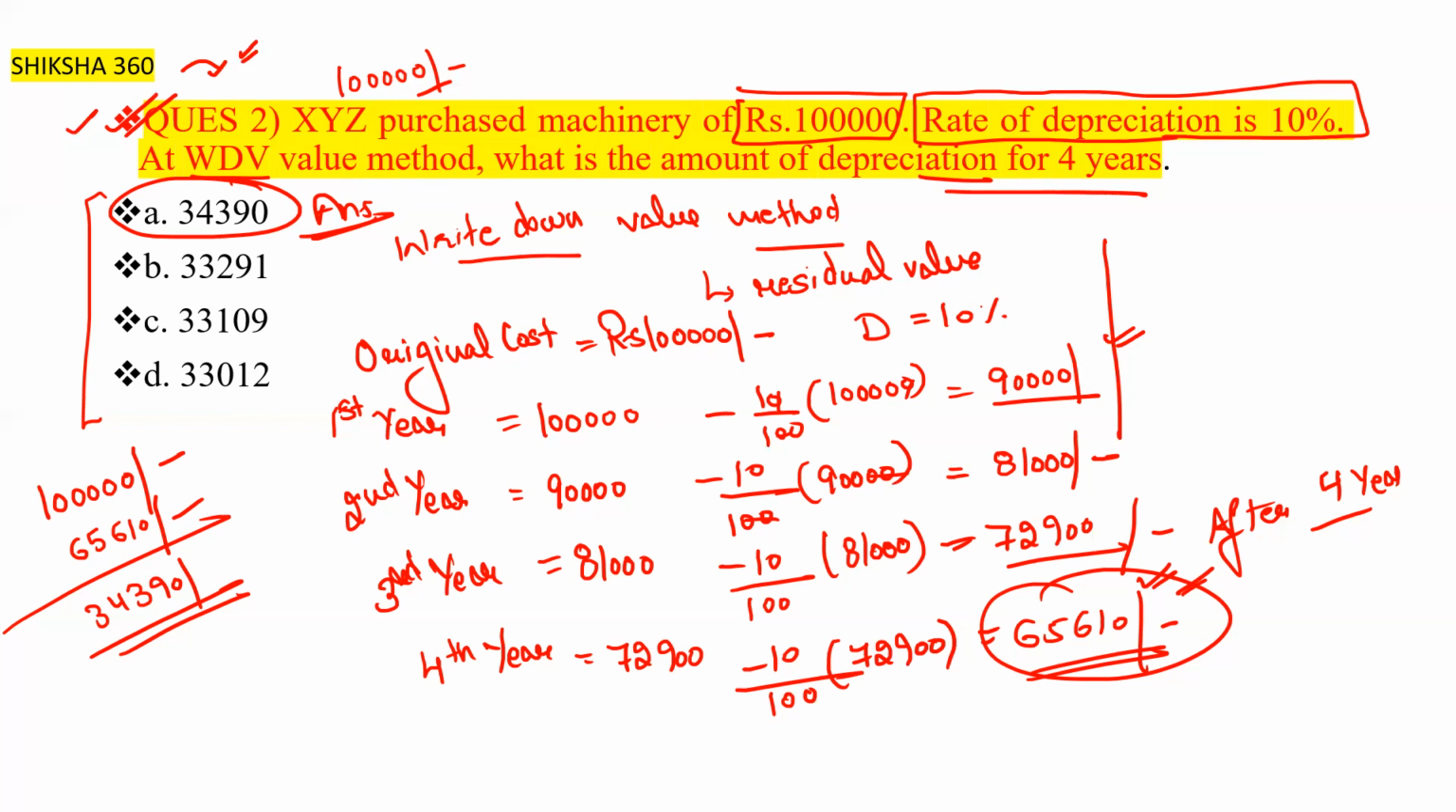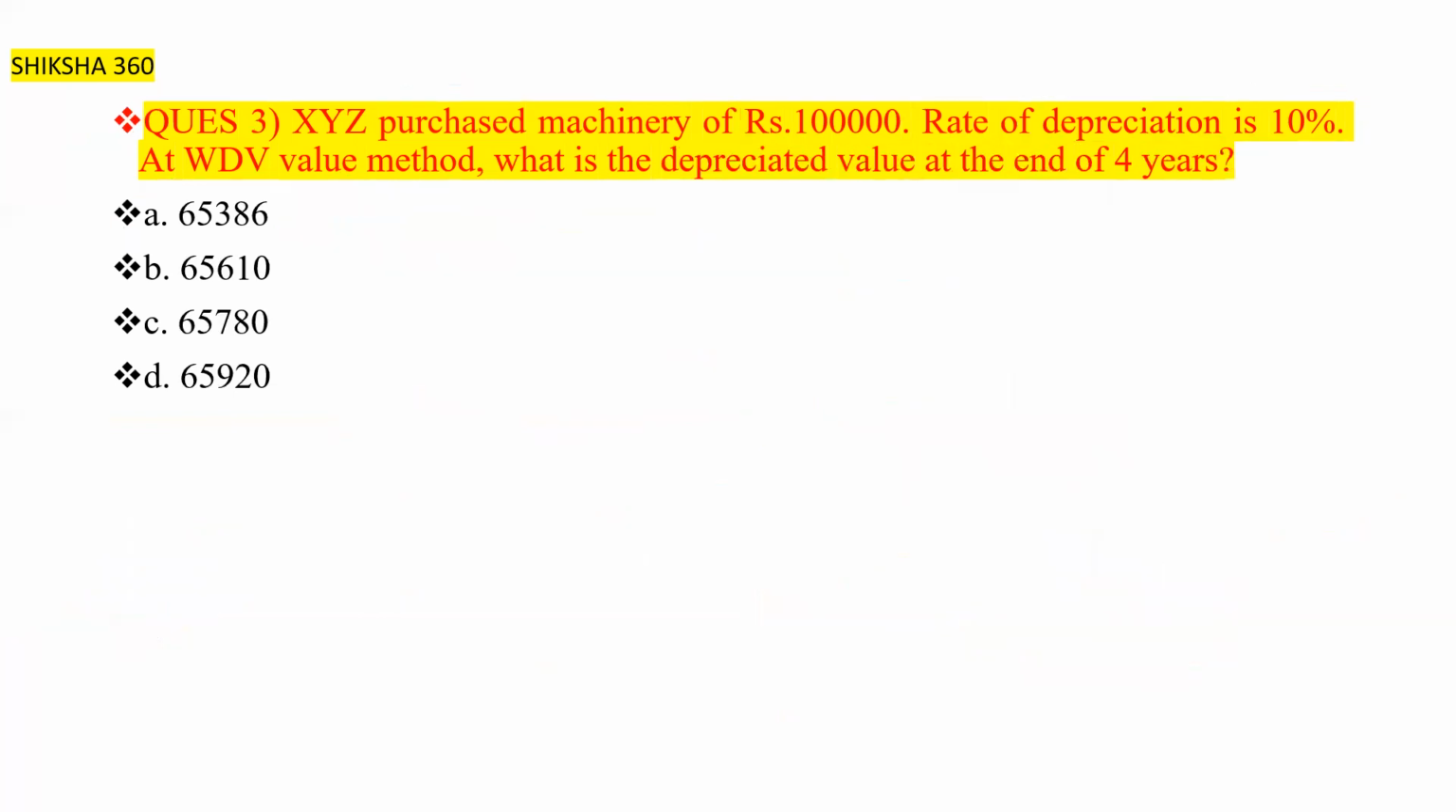Here they are asking what is the amount of depreciation for 4 years, within 4 years. Now move to the next question, a similar type of question, but now the question is different. XYZ purchased machinery of rupees 1 lakh and the rate of depreciation is 10%. At the written down value method, what is the depreciated value at the end of the 4 years?